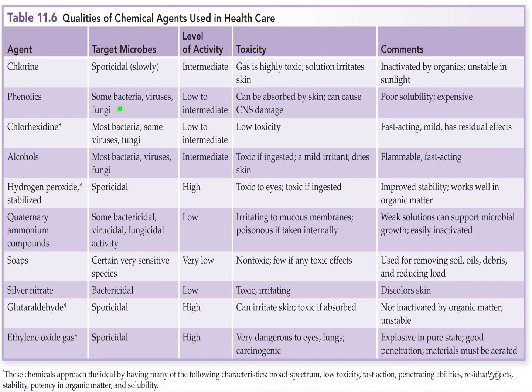So this is a table just looking at some of these, and we're going to look at some of these in a little bit more detail in just a moment. But what I wanted to point out about this chart is that it does look at the target microbes of each of these agents and whether the level of activity is intermediate, low, or high. And is there any toxicity issues that may come along with these products to living tissues or humans? And any other comments about them as well. So you can go through this chart in your text and take a look at each of these, but we're going to look at some of these in a little more detail.